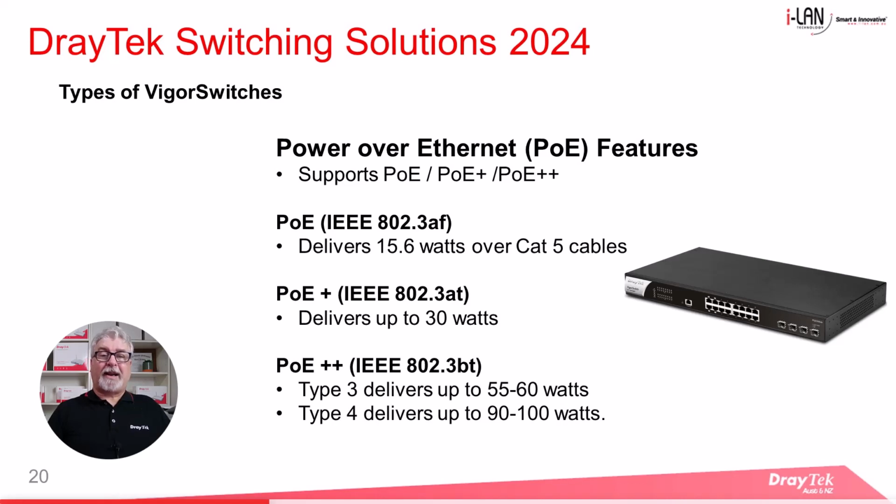PoE++ 802.3bt, also known as 4-pair PoE since it now used all 4 pairs of the UTP cable, came about in 2018. It has 2 versions, Type 3 and Type 4. Type 3 can deliver up to 60 watts, while Type 4 can go all the way to 100 watts.